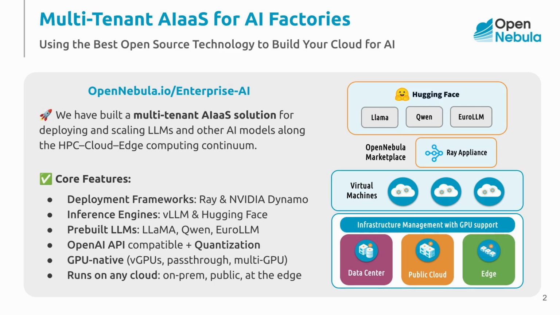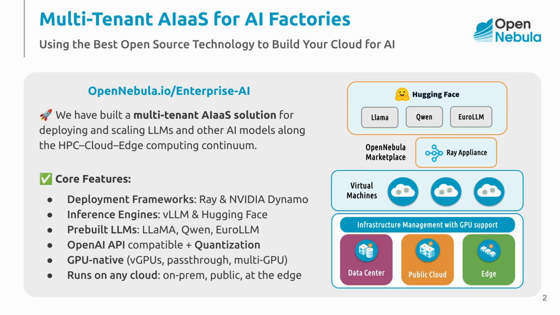We've built a multi-tenant AI-as-a-Service solution for deploying and scaling large language models and other AI models along the HPC Cloud Edge Computing continuum. This architecture is designed for AI factories, environments where different teams can run their own models independently on shared GPU-native infrastructure. This isolation and control enables true multi-tenancy, allowing organizations to consolidate AI workloads without losing autonomy or performance.